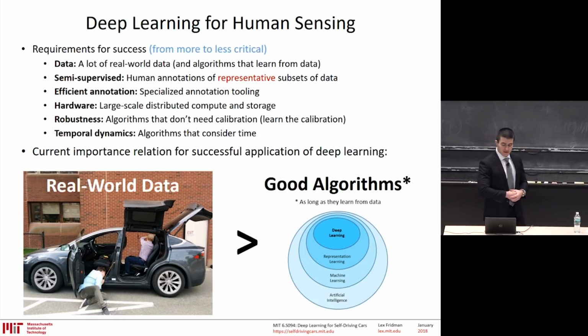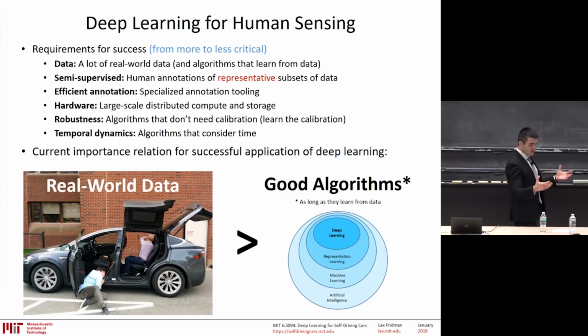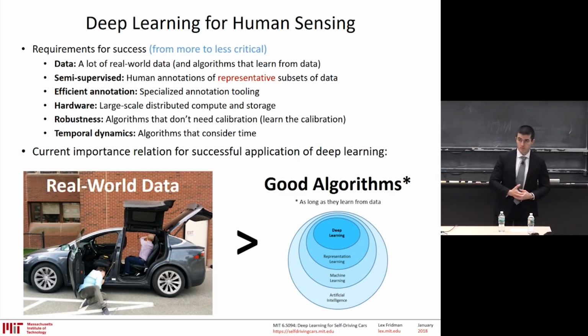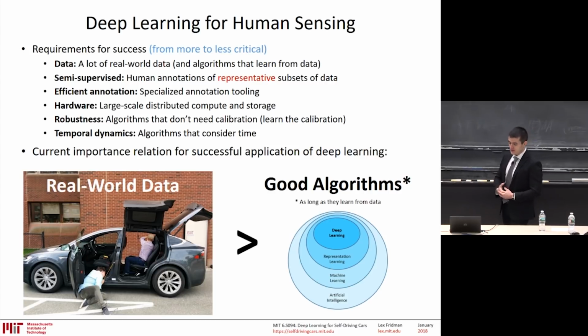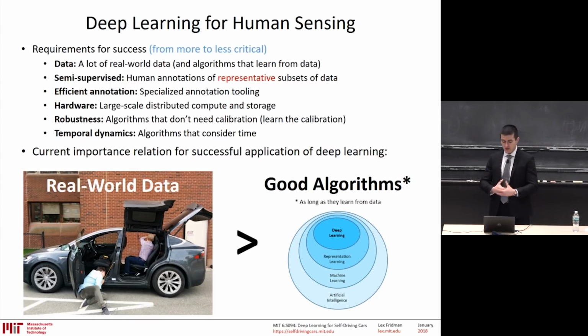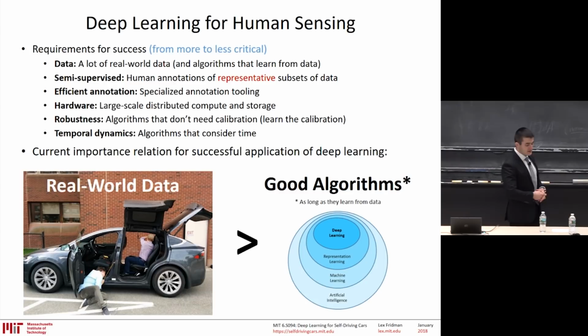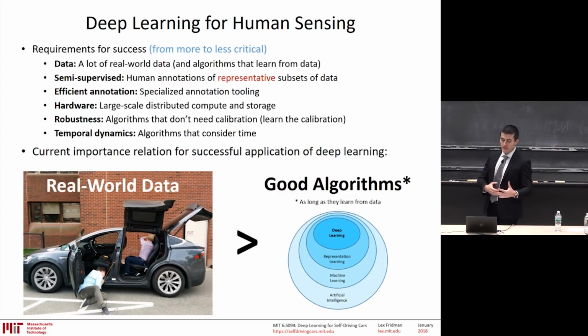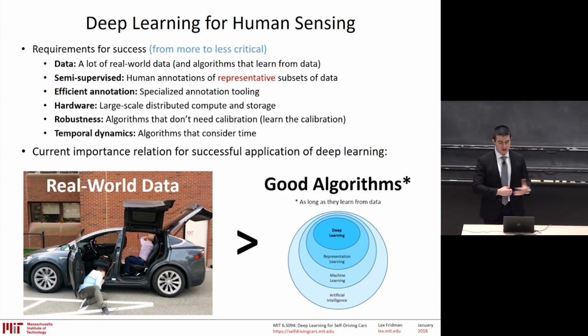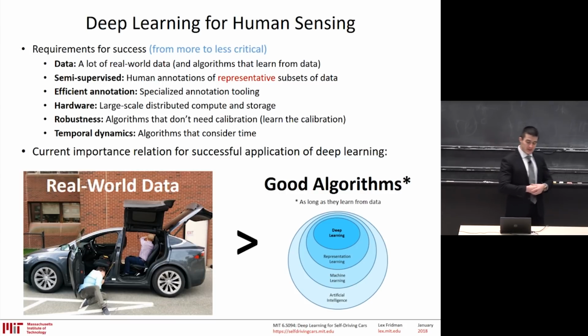And finally, the stuff that's the most exciting, that this class and many classes and much of the literature is focused on, is the algorithms, the deep learning algorithms, the machine learning algorithms, the algorithms that learn from data. Of course, that's really exciting and important, but what we find time and time again in real world systems is that as long as these algorithms learn from data, so as long as it's deep learning, the data is much more important.